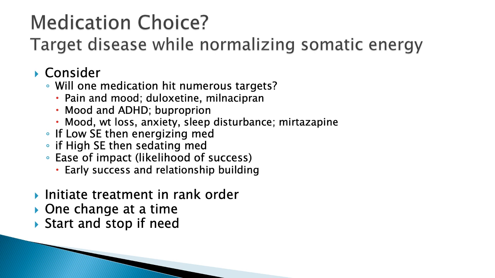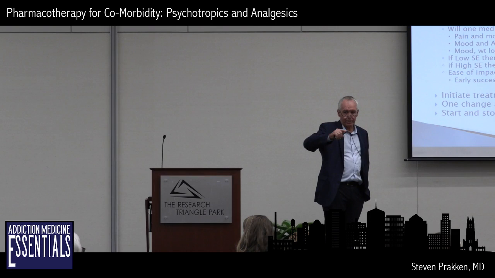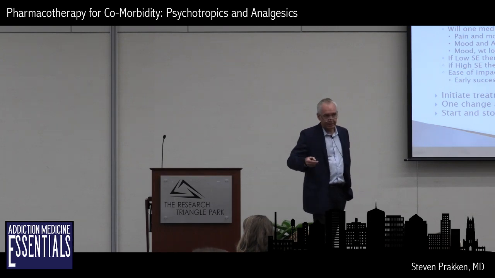if you can do one medicine with numerous effects, what I call twofers, that'd be great. There are a couple examples for pain and mood, like duloxetine and milnacipran, or mood and ADHD, bupropion, etc. But if they have low somatic energy, then give them a med that's going to treat the disease you're targeting, but also tends to have a side effect of energy. Okay?